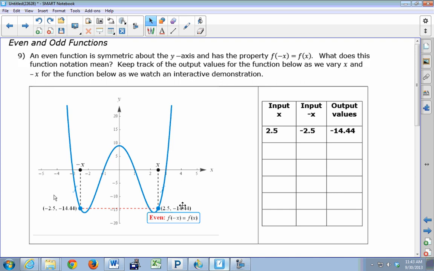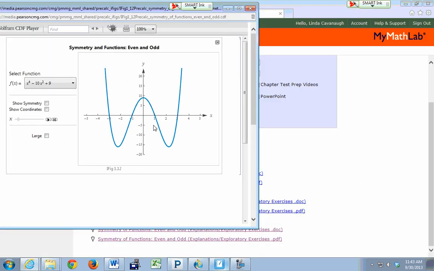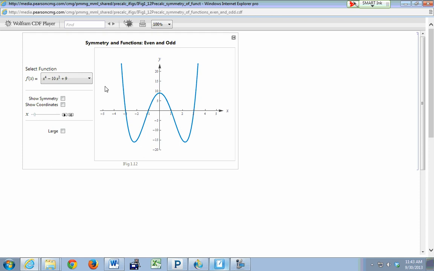So visually, what does that look like? Here we are at x. X is equal to 2.5. That's my input. My output, f of x, is negative 14.44. If I go to its opposite value, negative 2.5, notice my y value is at exactly the same level, negative 14.44. So let's take a look at what happens, and you can fill in your table as we go along. We'll stop and do some inputs.